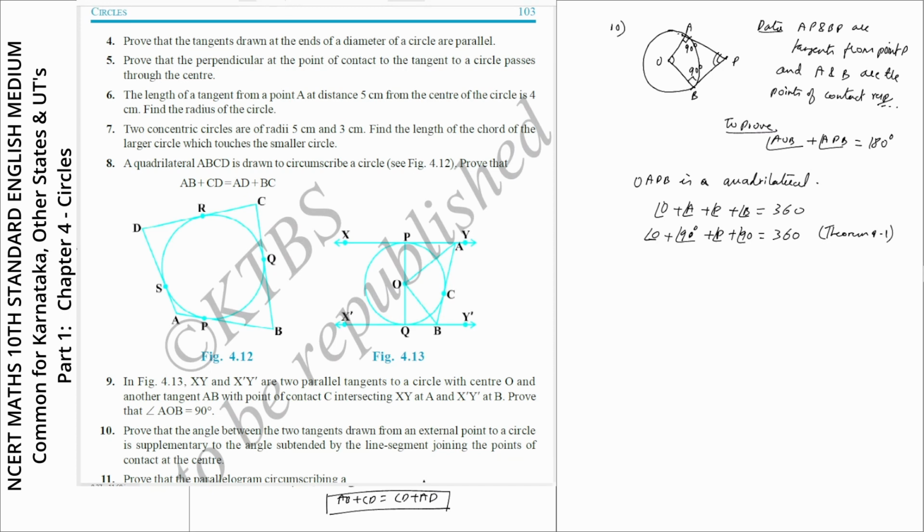So angle O plus angle P plus 90 plus 90 is equal to 360. I'll bring these 90s to the right hand side, so minus 90 minus 90. So 360 minus 90 minus 90 is 180. So angle O plus angle P is equal to 180 degrees. Then that completes the proof.